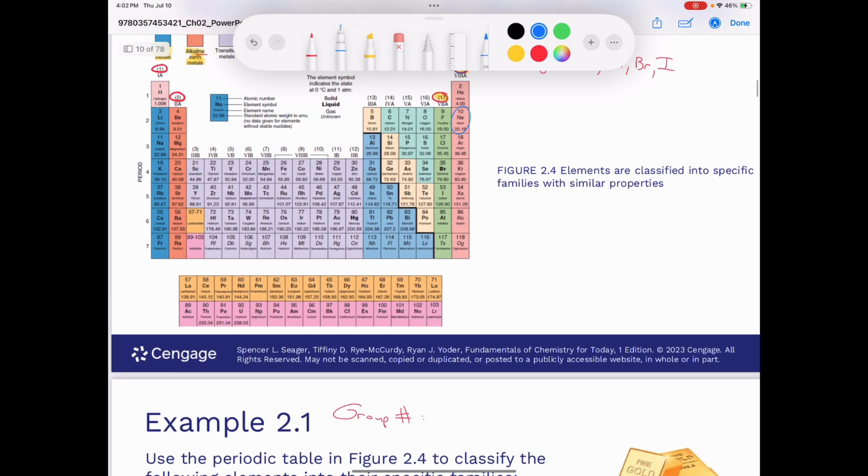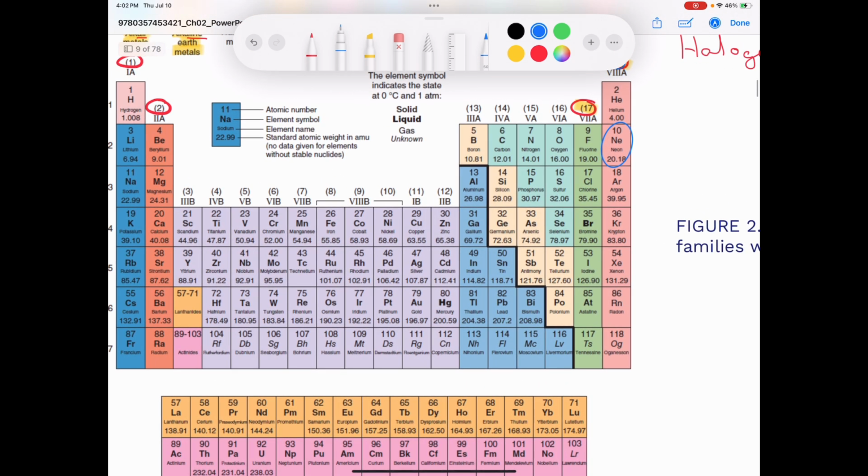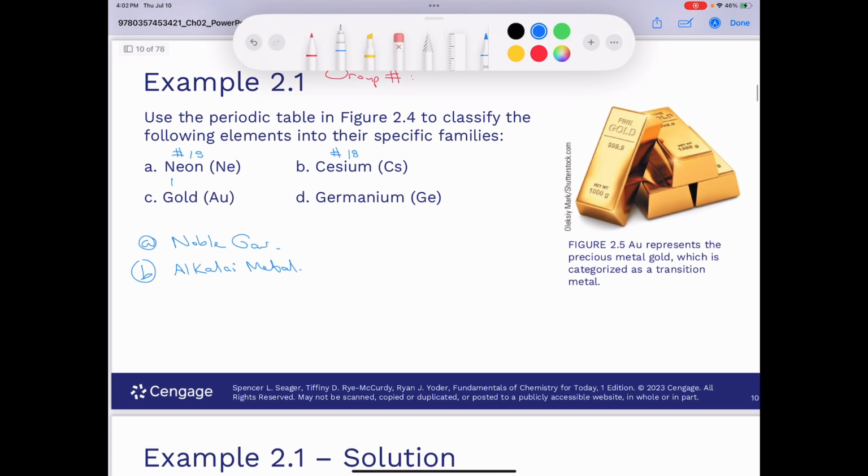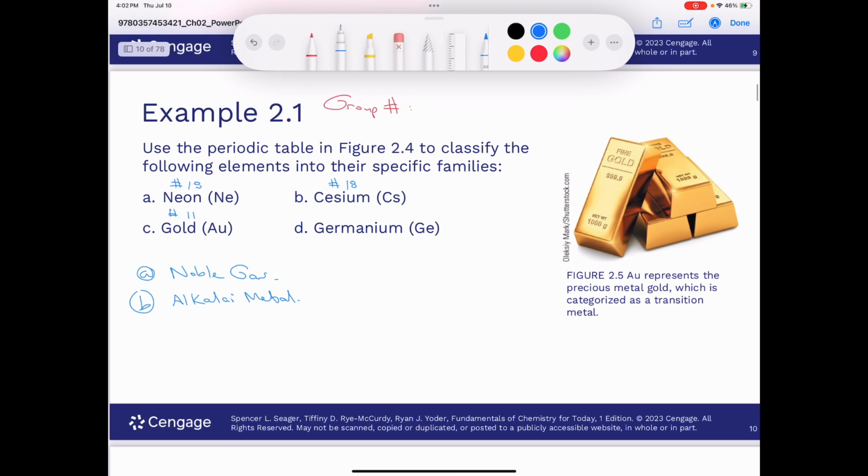Gold. Where's gold? Okay, so let's find gold. Gold is down here. It's element number 79, and it is one of the transition metals. It's in group number 11. So we'll scribble that in here, number 11. And so gold is a transition metal.